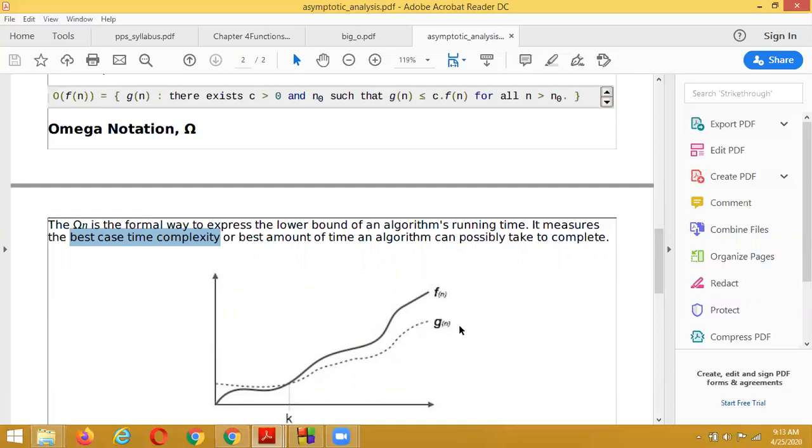And so we indicate that time complexity representation by using the omega notation. Omega is a formal way to express the lower bound of an algorithm's running time. It measures best case time complexity.